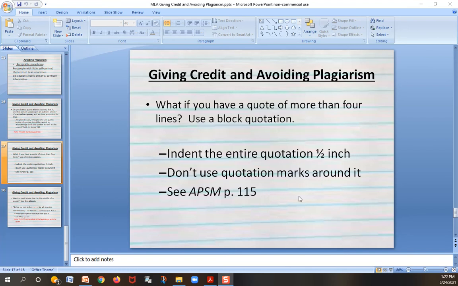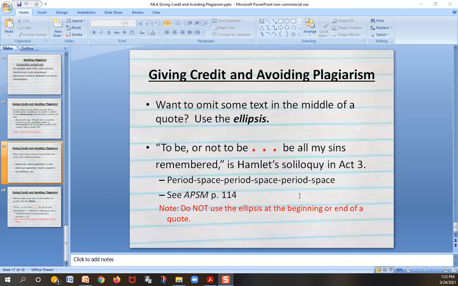So let's say you have a very long quote. Remember, anything over 4 lines is a block quotation. And by the way, I typically only allow 1 block quotation. So let's say you really only need the beginning and the end. That's what we call the ellipsis, that dot, dot, dot. So this is the long soliloquy by Hamlet, Act 3 of Shakespeare's famous play. And notice I'm cutting out the middle text and cutting to the last part here. And that's the appropriate use of the ellipsis.